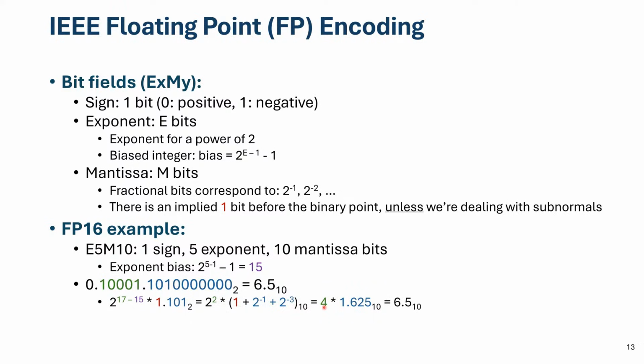And then you multiply that with your exponent contribution. So that's 4. And that's how you end up with 6.5. So that's how you look at the IEEE, or IEEE-like binary string, and decode it. And encoding is just the reverse of that process.